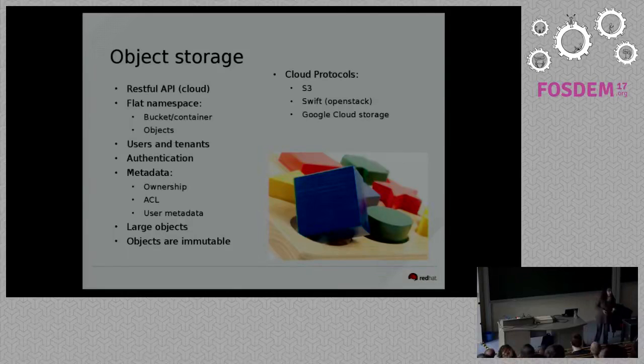So the protocols today, the most common one is Amazon S3. It's the richest one, and I don't know what scale Amazon is, but I'm sure it's huge. I cannot imagine how much storage S3 has. In OpenStack we have Swift, and there's also Google Cloud Storage.